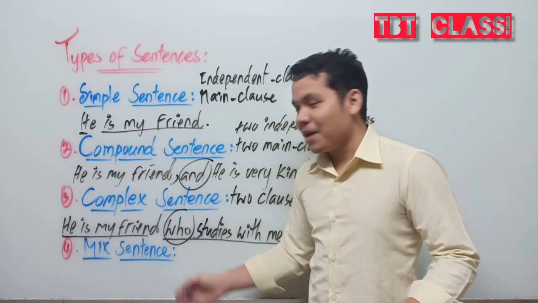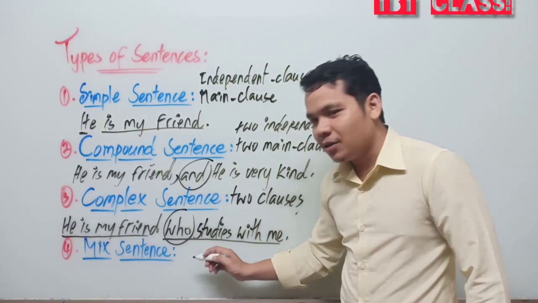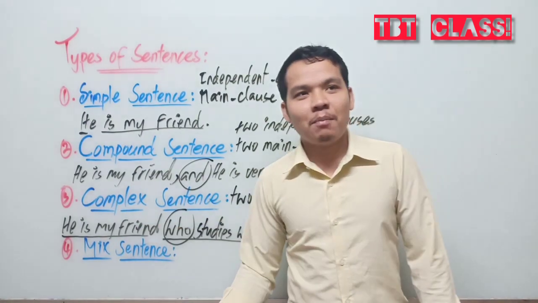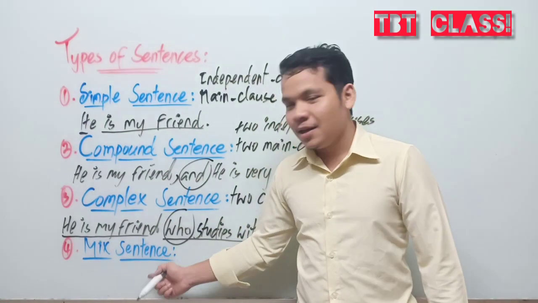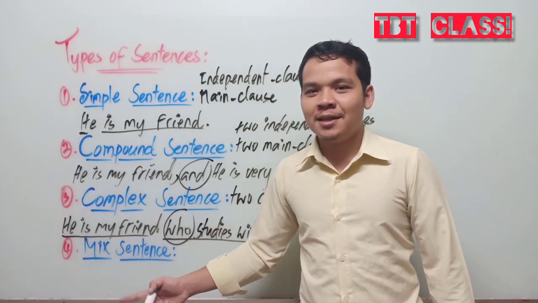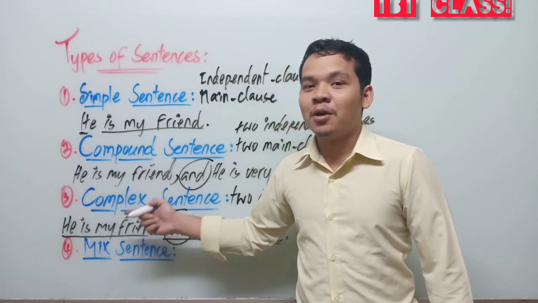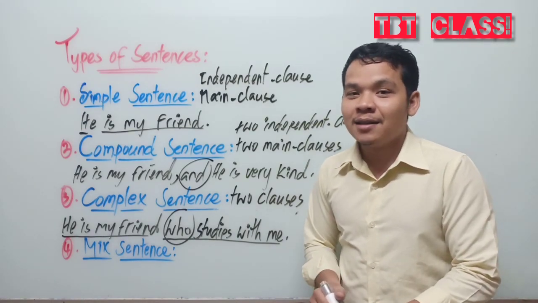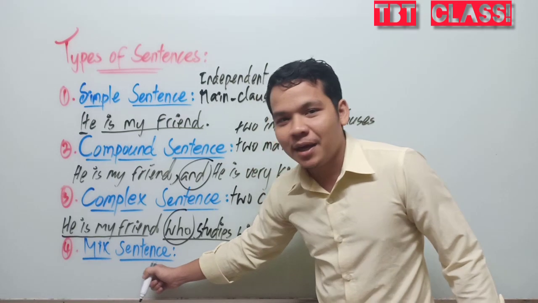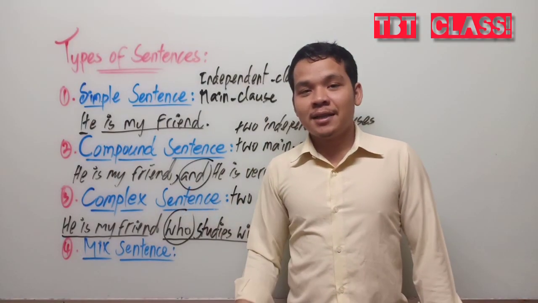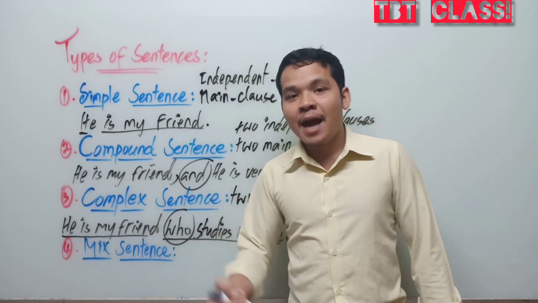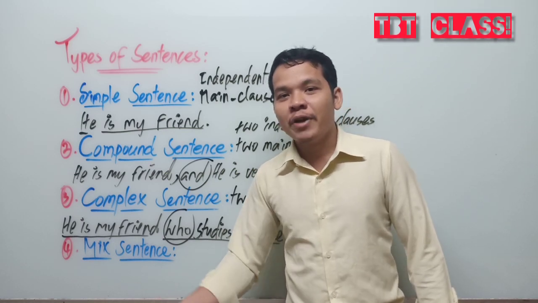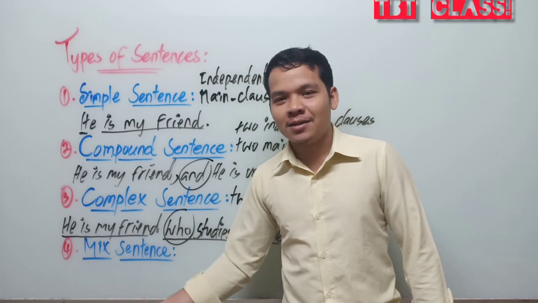Okay, number four, mixed sentence. Mixed sentence you can call a compound-complex sentence, but I think that compound-complex sentence is longer than this one, so I give you mixed sentence. Mixed sentence is shorter than compound-complex sentence. So compound-complex sentence or mixed sentence, they are the same, not different. So what does it mean? A compound-complex sentence or mixed sentence means a type of sentence that has at least two independent clauses with one dependent clause.